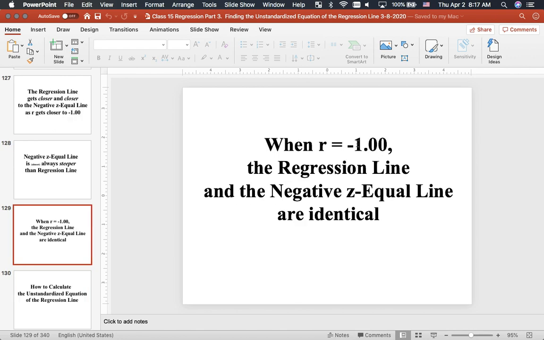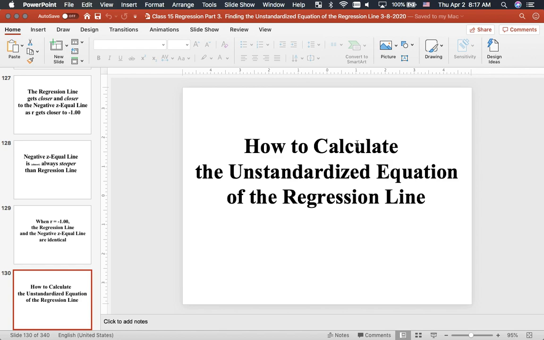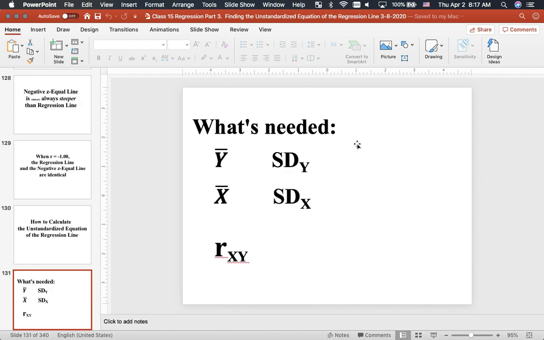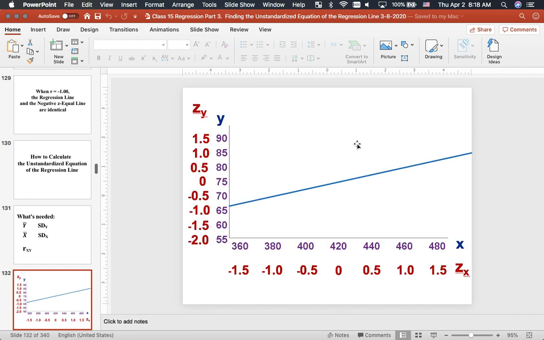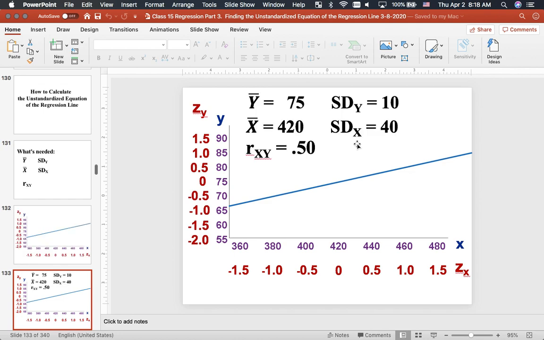So now that we know a little bit about our z equals line and our regression lines and how they kind of match up and how they go with r, let's try to do this. Let's calculate the unstandardized equation of the regression line. So we're going to need 5 different pieces of information. We're going to need the mean of y, the SD of y, the mean of x, the SD of x, and the correlation between x and y. So we have this scatter plot with a nice regression line on it.